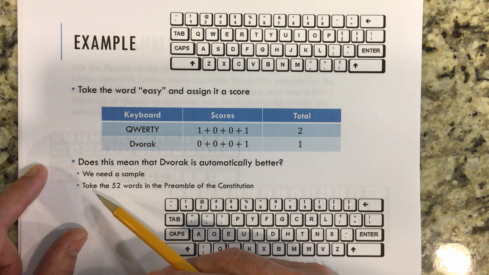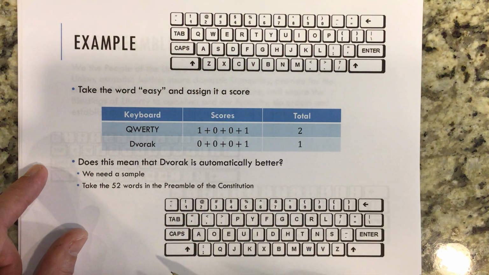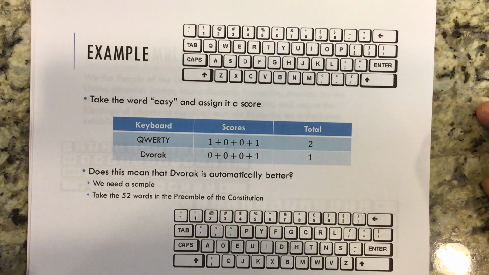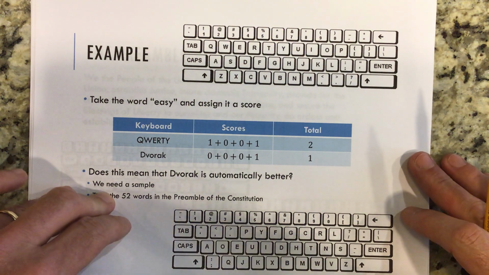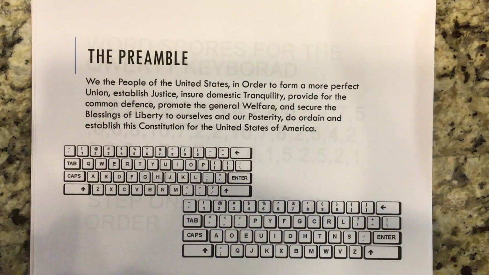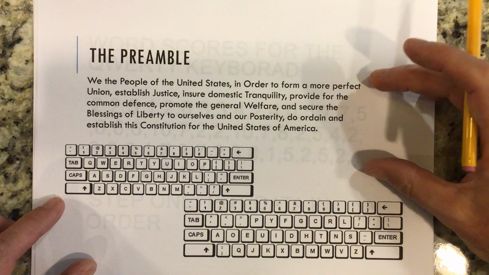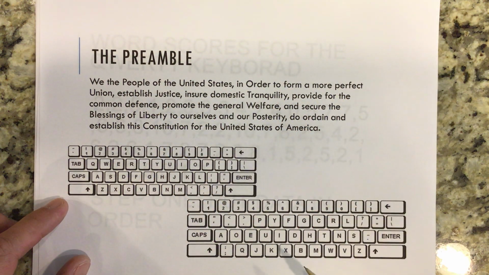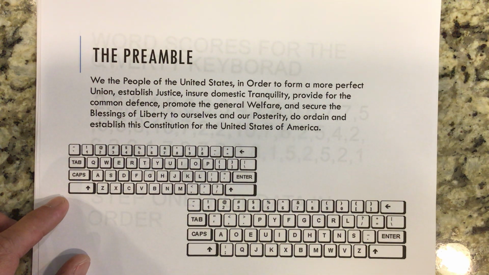So the sample of words we're going to take are the 52 words contained in the preamble of the Constitution. So go ahead and repeat that with me. 407 years. No, that is Gettysburg Address. Preamble of the Constitution. We the people of the United States in order to blah, blah, blah, blah, blah. Okay, so there's our preamble. There's our QWERTY keyboard. We're going to score all 52 of those words on the QWERTY keyboard, and then score all 52 of those words on the Dvorak keyboard, and then compare.